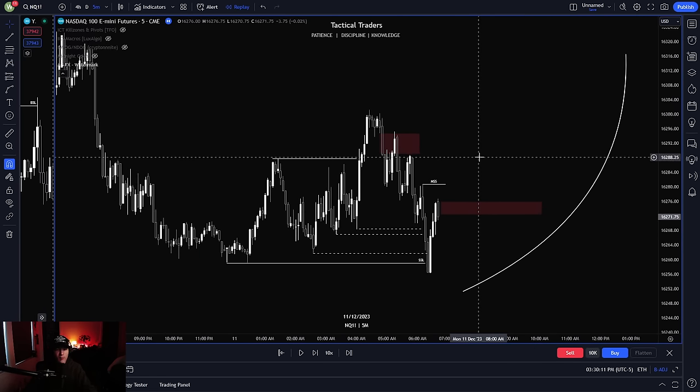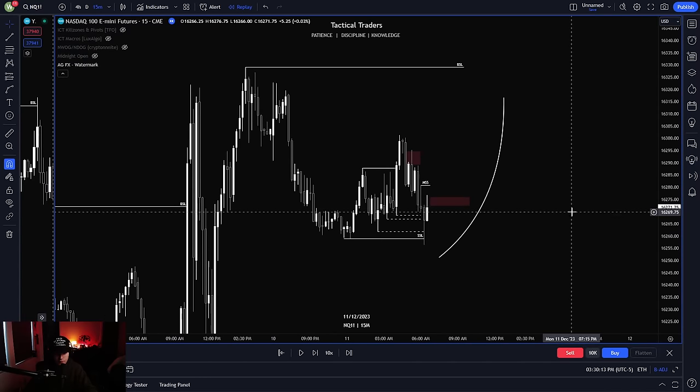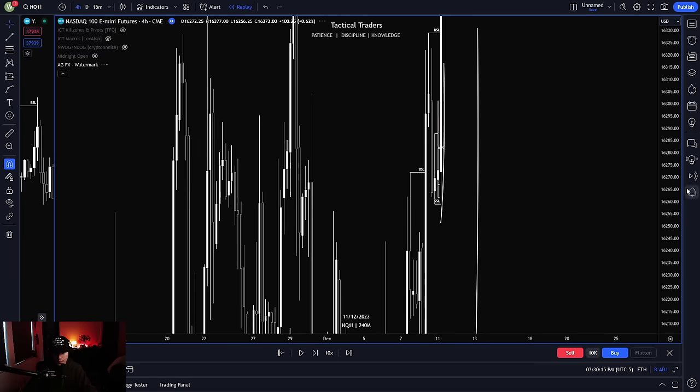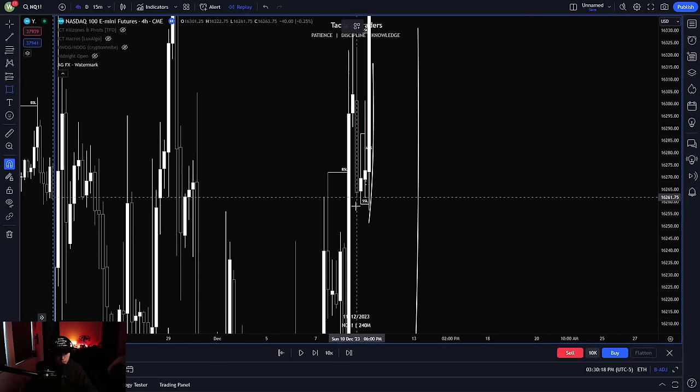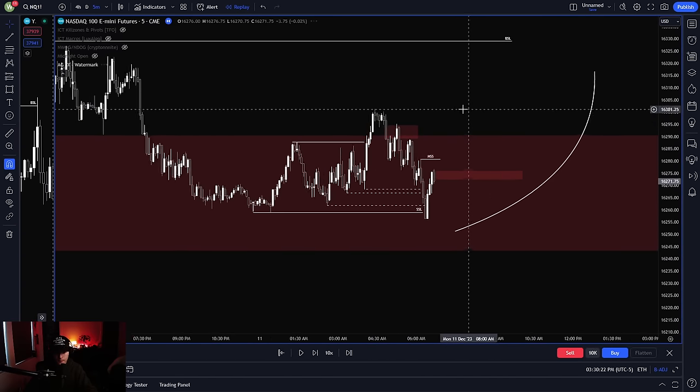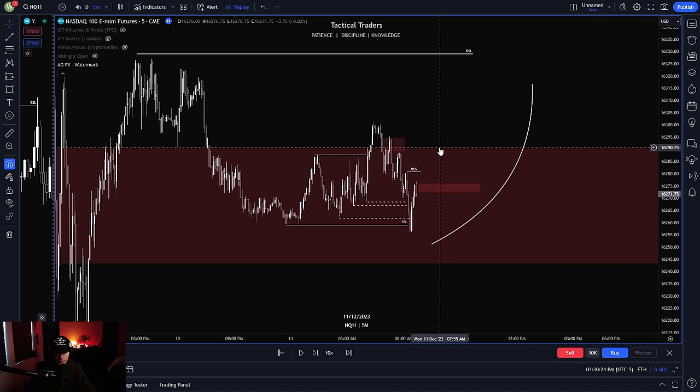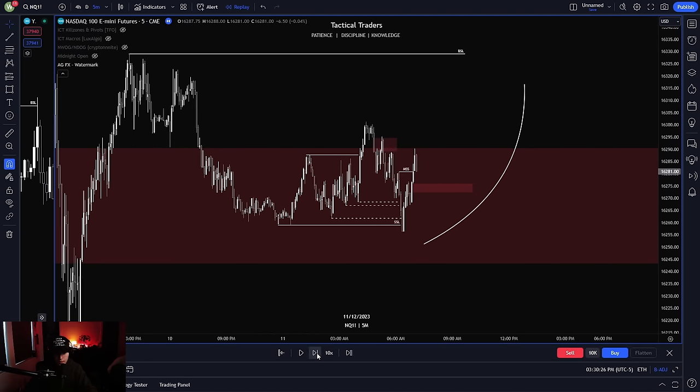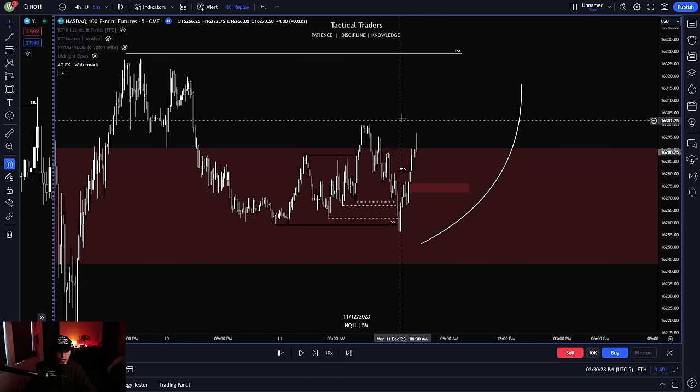Now, we've now had our manipulation move. Zooming back out, what am I looking for here? Let me draw back on this imbalance. What am I looking for now? Displacement up. Waiting, waiting. Boom. We now get what we want.